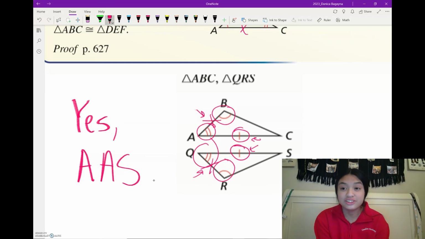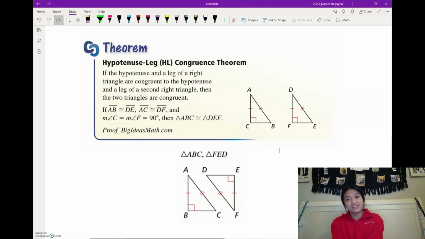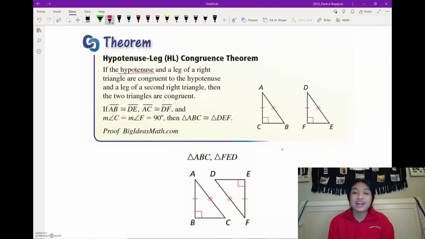But finally, we are on the last theorem and it's the final stretch, so don't give up. The good old hypotenuse-leg congruence theorem, or HL for short. This one states that if the hypotenuse and the leg of a right triangle are congruent to the hypotenuse and the leg of a second right triangle, then these two triangles are congruent.